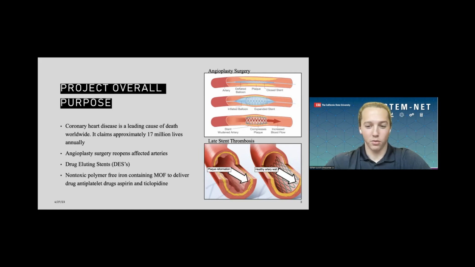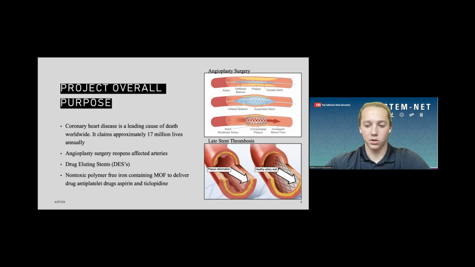But the problem with these commercially available drug-eluting stents is that they have a disadvantage in working long-term, as their polymer coatings are linked to late stent thrombosis, and that's shown in the bottom image here. Late stent thrombosis is where the body rejects the stent due to poor biocompatibility, which causes hypersensitivity, impaired healing, and plaque reformation.